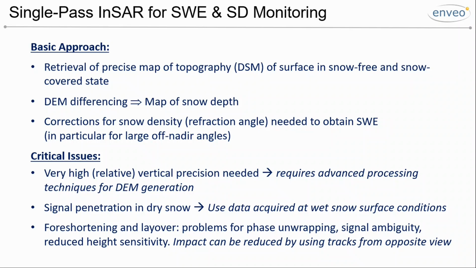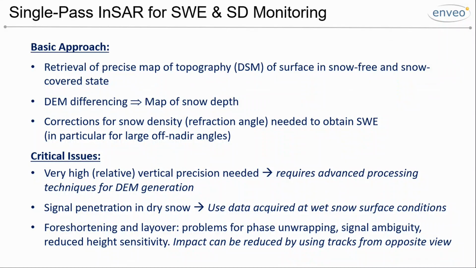What we need is some corrections for the snow density. I will not go into detail here, but just so that you know it. But there are some critical issues here. First, we need a very accurate processing of the DEM generation, much more accurate than it's currently done in the standard TanDEM-X process, and I'll show an example later.